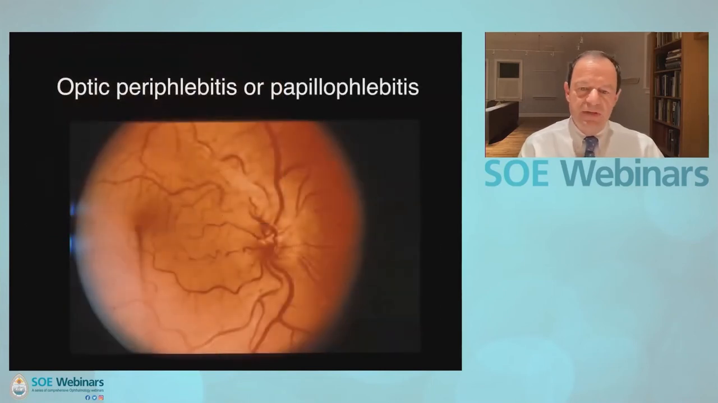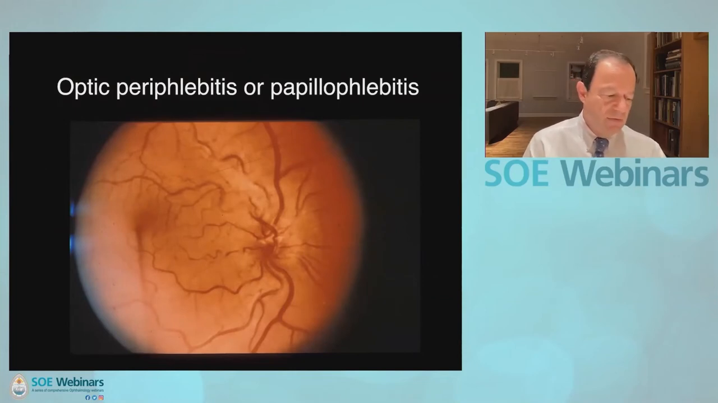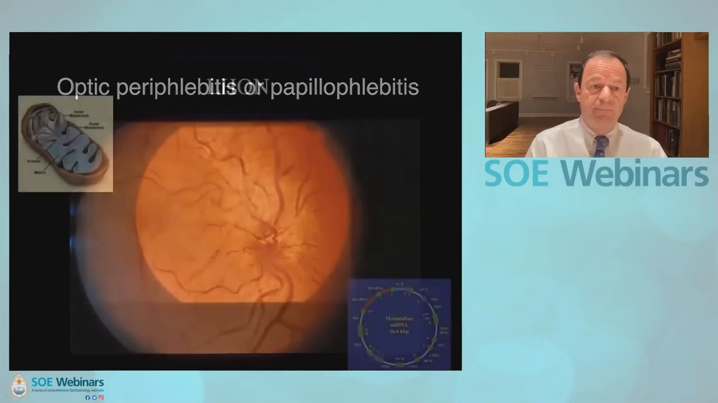Occasionally, we'll see patients with disc edema that have associated enlarged veins. The old name for this is papillophlebitis or optic periphlebitis. I would say this is a patient with an optic neuritis or an optic neuropathy of any type in an optic nerve head that is tight. The neuroocular junction is small and the veins dilate secondarily. So this is not a diagnosis in and of itself per se.